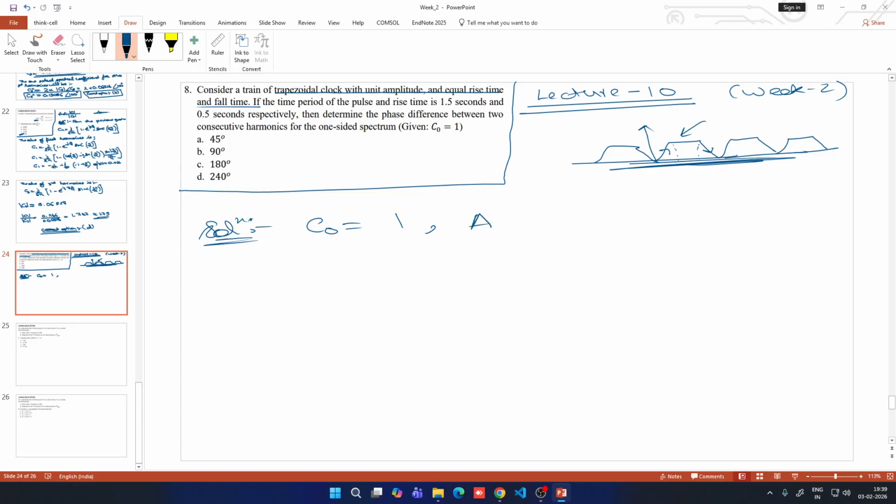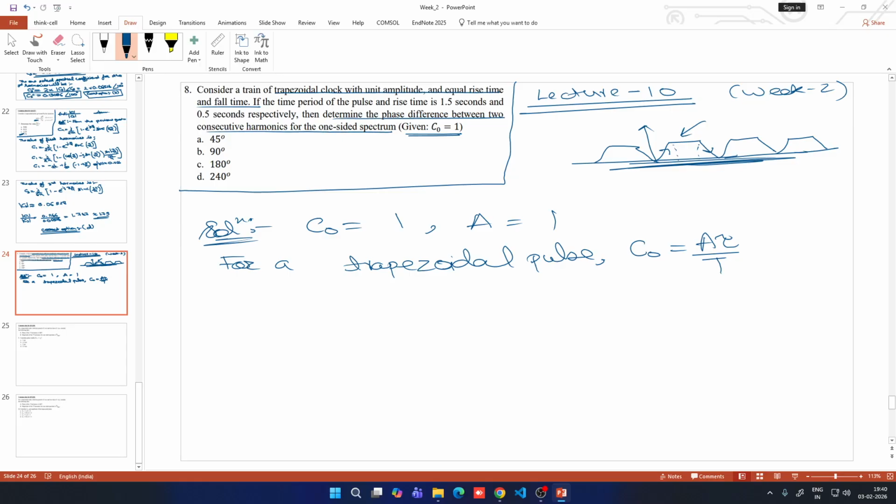C0 is 1 and A is 1, and for a trapezoidal pulse, C0 is given as, C0 is calculated as, the formula for C0 is A tau by T, but in the problem C0 is already given. But what we have to find is, if the time period of the pulse and the rise time are 1.5 seconds and 0.5 seconds respectively, we have to determine the phase difference between the two consecutive harmonics of the one-sided spectrum.